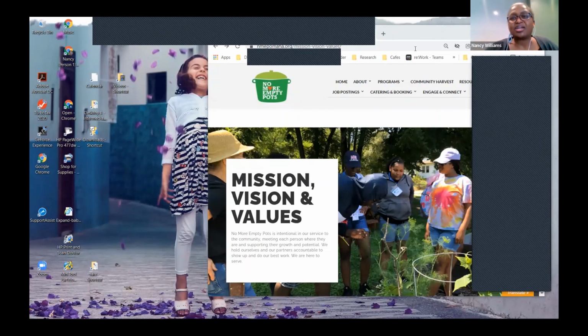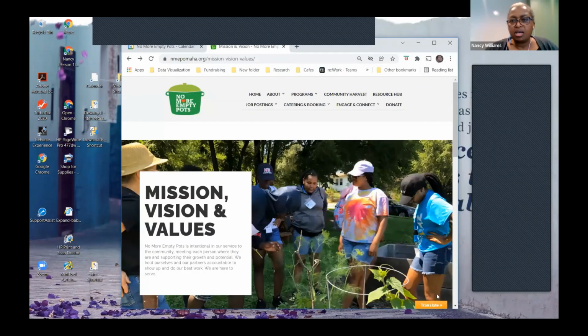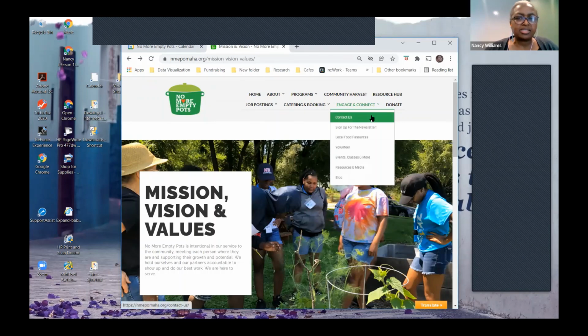What I'm going to do is quickly share the website, and hopefully you can see this. This is where you click engage and connect, and you can click contact us and send an email, sign up for the newsletter, find local food resources if you need that for you, your neighbors, or someone that you care about. You can click on this and find volunteer opportunities and sign up to volunteer. You can find events and classes here. There's also video, articles, lessons, instructions here in the resources link. We don't do the blog as much anymore, but you can find newsletters there.